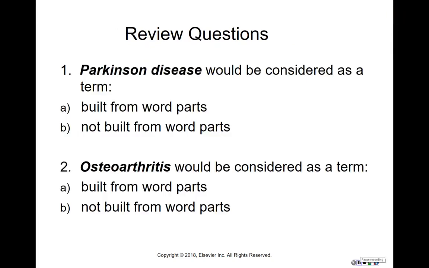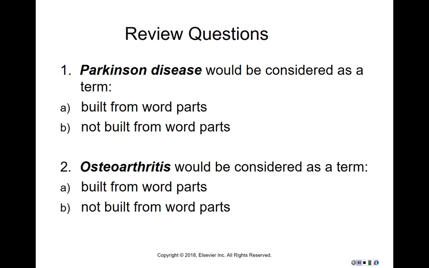Here are two review questions. Number one, Parkinson's disease would be considered a term that is built from word parts or not built from word parts. You have to ask yourself, can you break down the word Parkinson into word parts? And hopefully you're saying no. It's actually going to be an eponym. It was named after the doctor who discovered the disease.